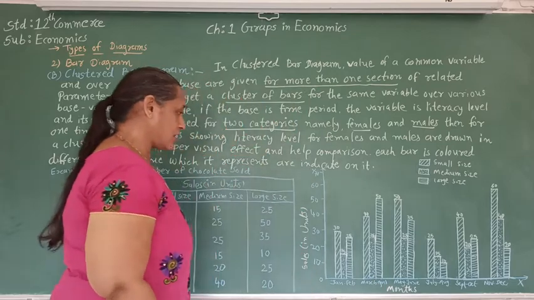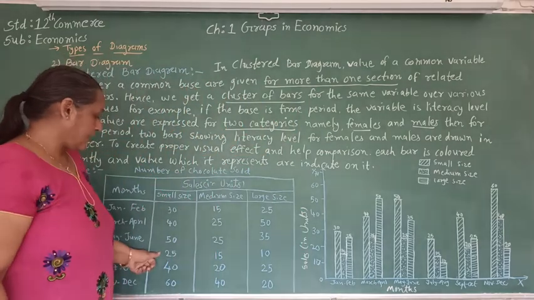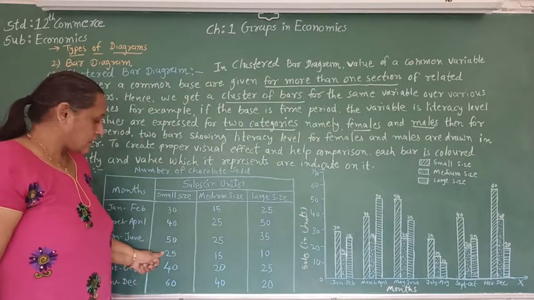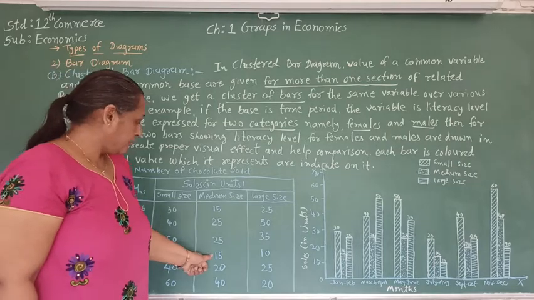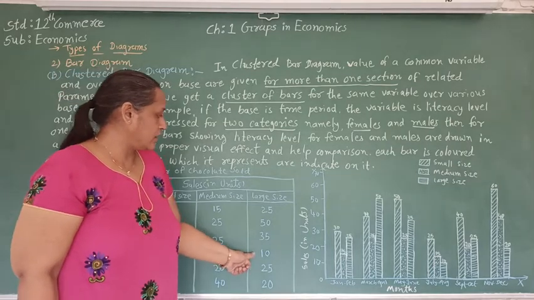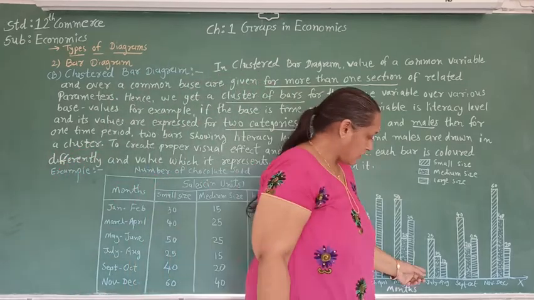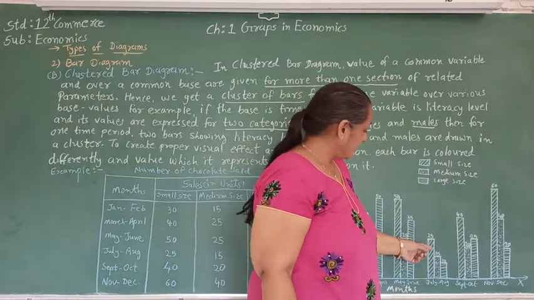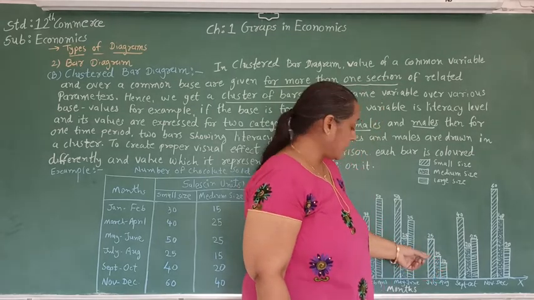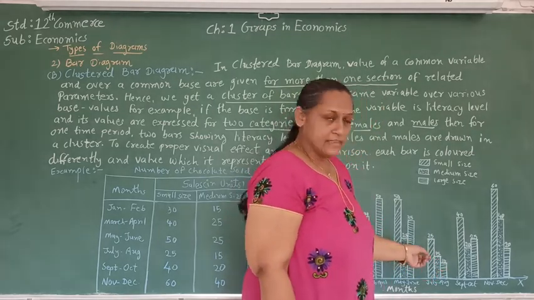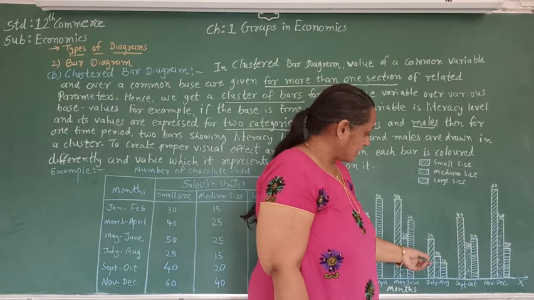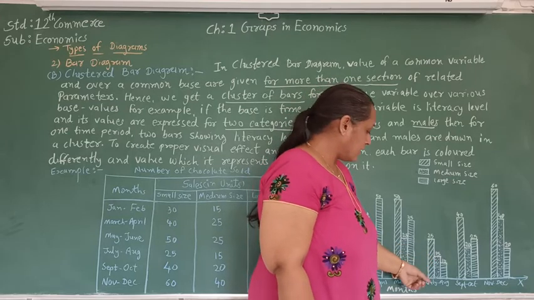Now let's see for the next month, that is July and August, and here small size chocolate is 25, medium size chocolate is 15, and large size chocolate is 10. So for the July August, here 25, 15, and 10 accordingly, and here again we can see that the small size chocolate is more sold than the other two.